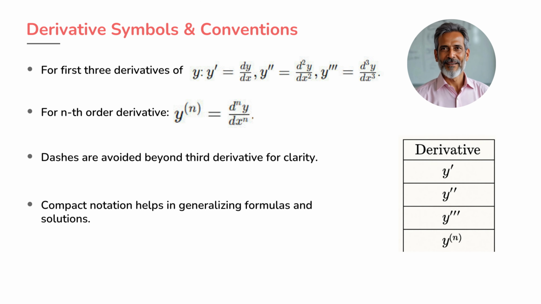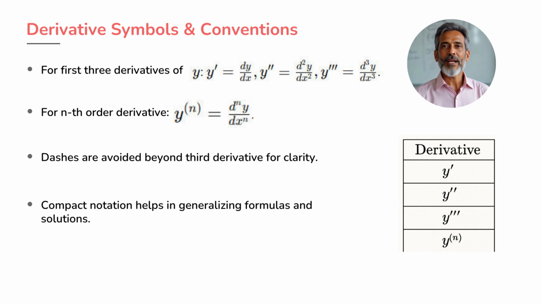Before we move ahead, let's get comfortable with shorthand notations for derivatives. Writing dy by dx 100 times is tiring, so mathematicians invented symbols. First derivative, y dash, written as y prime equals dy by dx. Second derivative, y double dash, written as y double prime equals d squared y by dx squared. Third derivative, y triple dash, written as y triple prime equals d cubed y by dx cubed.